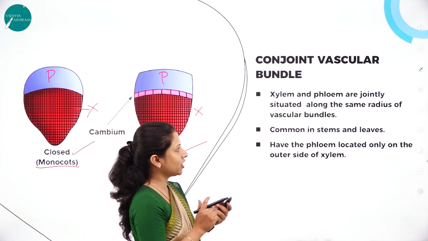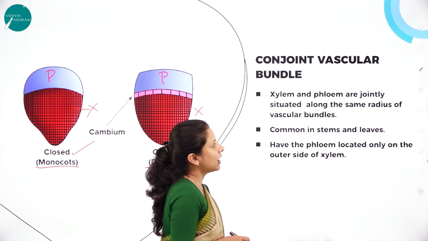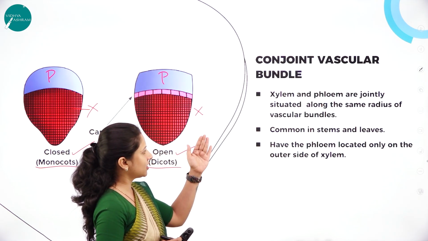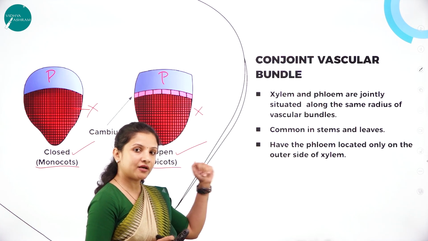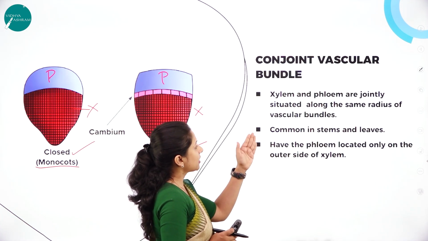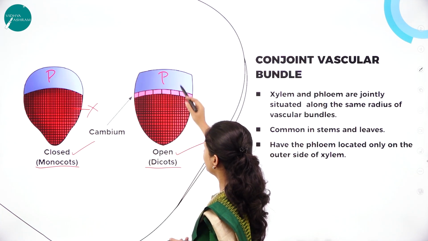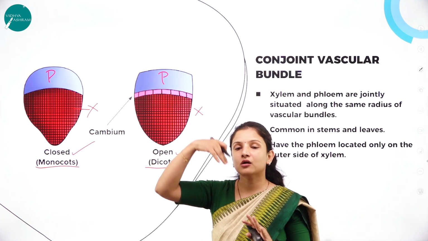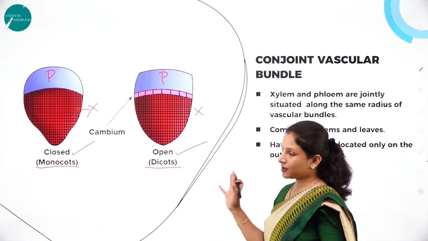So, xylem and phloem are jointly situated in the same radius of the vascular bundle, and therefore it is called the conjoint vascular bundle. The closed vascular bundle is common in the stem and leaves of monocots. The conjoint open vascular bundle is common in the stem and leaf of dicots. And here they have the phloem, which is located only on the outside of the xylem. So phloem in the case of the conjoint vascular bundle is always located outside, towards the xylem. So this is how the arrangement is.